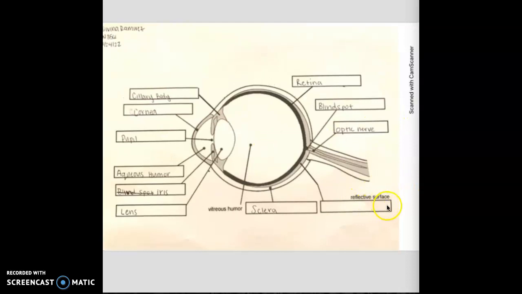The reflective surface is also called the tapetum lucidum, and it is a biologic reflector system that is a common feature in the eyes of vertebrates. It normally functions to provide the light-sensitive retinal cells which is also a second opportunity for the photoreceptor stimulation.